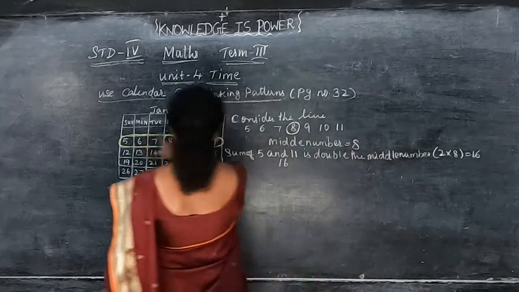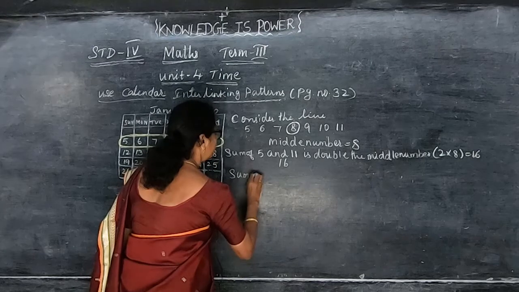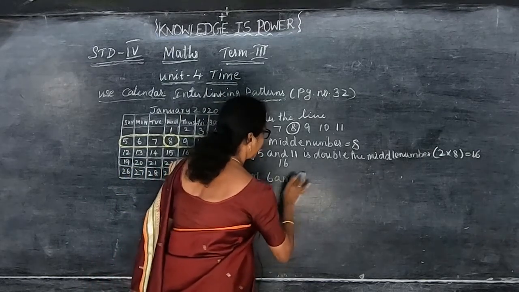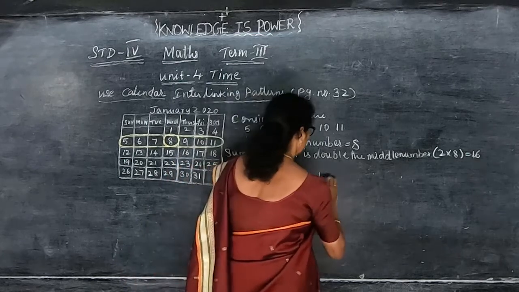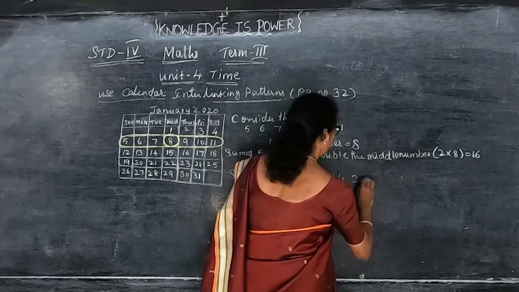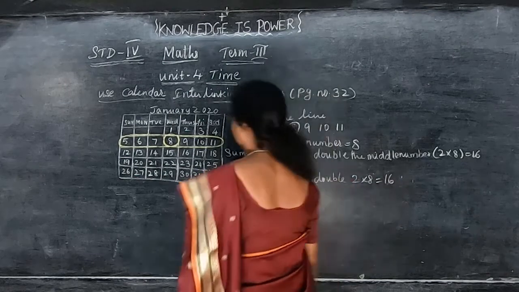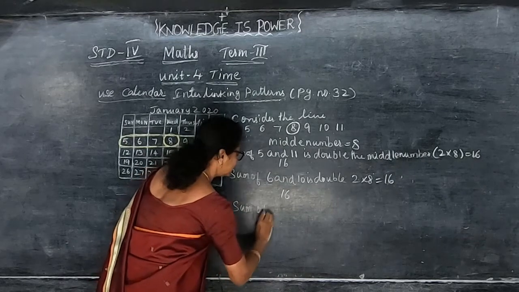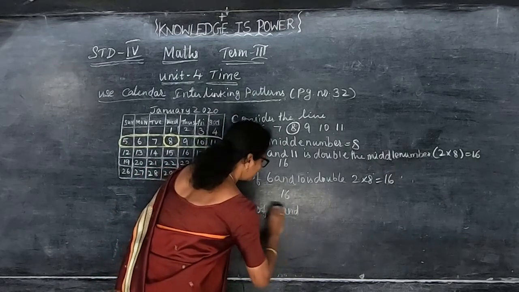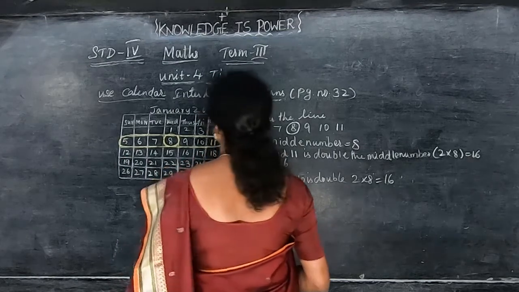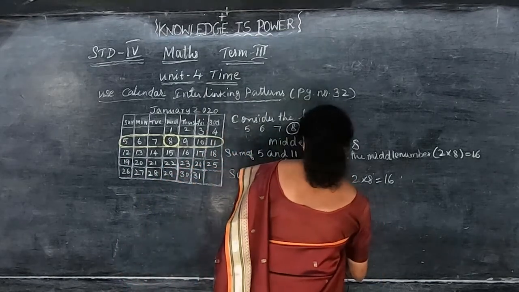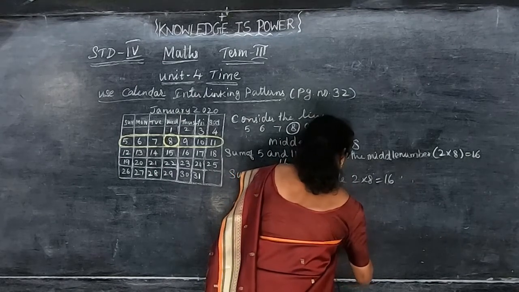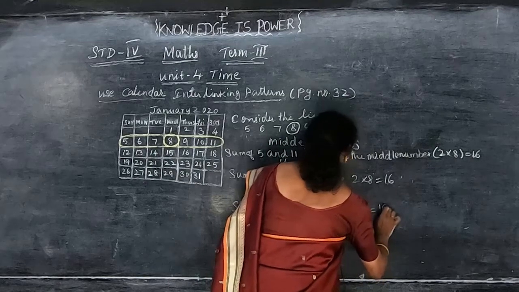In the same way, sum of 6 and 10. If we do that, what will come for us? 16 only it will come. If you double it, 2 into 8, that is 16. Then sum of 7 and 9. How much does the sum of 7 and 9 come to? That is also 16, and double the middle number is 2 into 8, that is equal to 16.